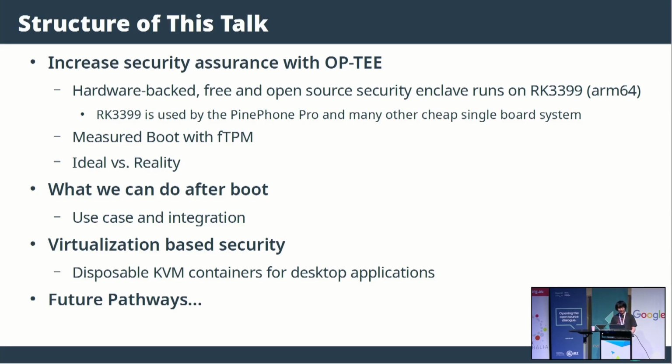This talk will be divided into 4 sections, basically. The first one is about increased security assurance with OP-TEE, which is an open source, free, and auditable operating system for the security enclave. And once that is working and we have a working TPM running firmware in the trust zone, what we can do with it, some of the integrations. And then I will also mention virtualization-based security for desktop and mobile applications to further enhance overall security. And then some of the pathways we might be able to explore in future.